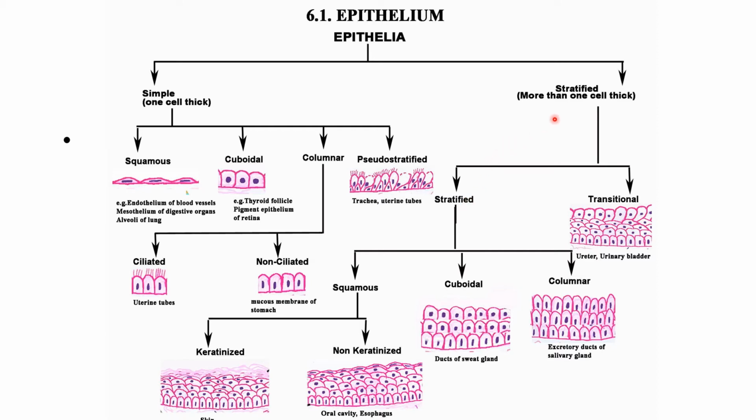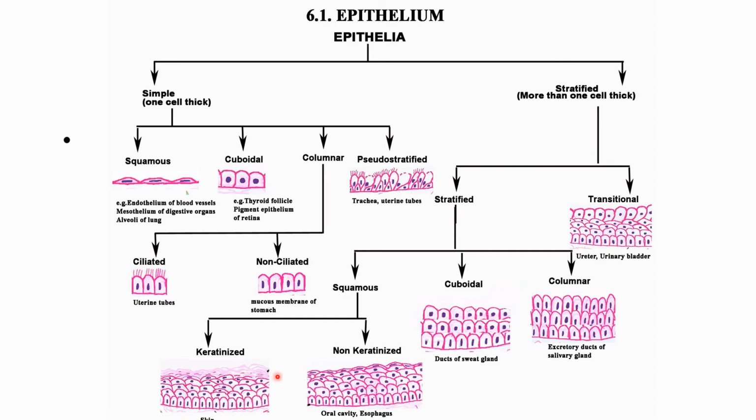Then, coming to the stratified epithelia. So, stratified and transitional, they can be broadly divided because they contain more than 1 cell thick. Stratified, again they are divided based on the shape of the surface cells into squamous, cuboidal, and columnar. So, stratified squamous, stratified cuboidal, and stratified columnar. Stratified squamous is further classified into keratinized and non-keratinized.